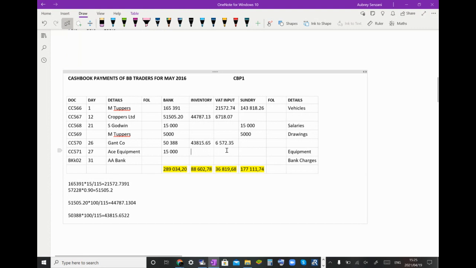We don't have an equipment column, but can we claim VAT on equipment? Think about it. You claim VAT on a vehicle? We did. So we should be able to also claim VAT on equipment, right? So let's do it. What you want is the VAT, so 15 over 115 times 15,000. There's our VAT amount. These things should be on there. You should just be saying to yourself, I want that, I want that, I want that.